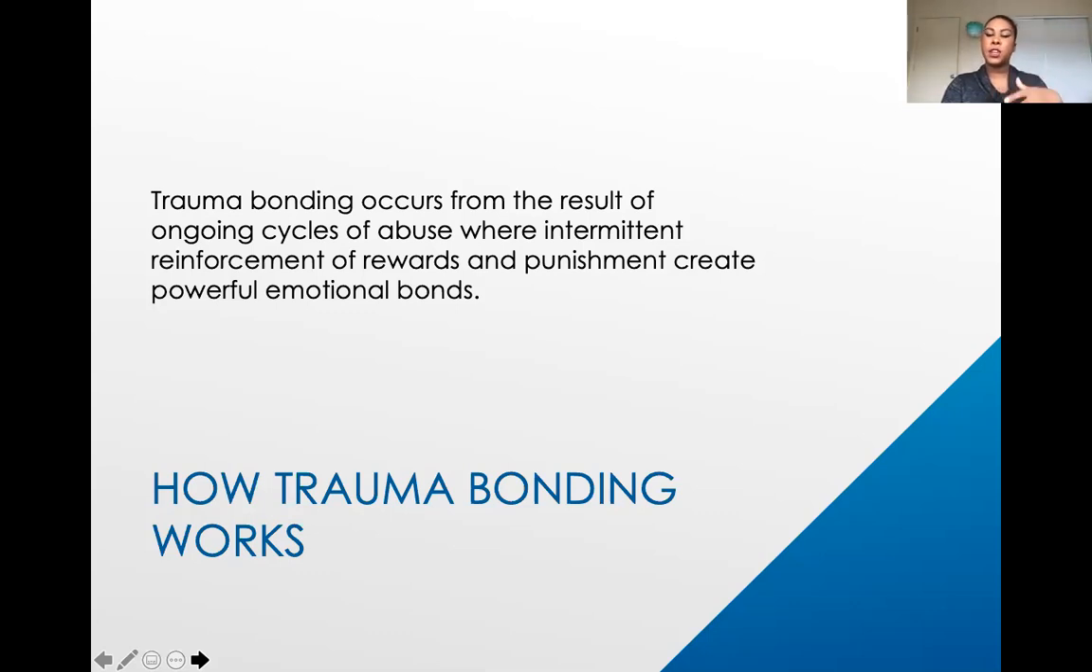trafficker creates a situation where you feel heavily dependent on them for that love and validation. They might say things like, I'm the only one who's ever loved you. I'm the only one who's gonna love you in this way that you need. And it creates a dependency for the survivor. Then the abuse and the devaluation happen.